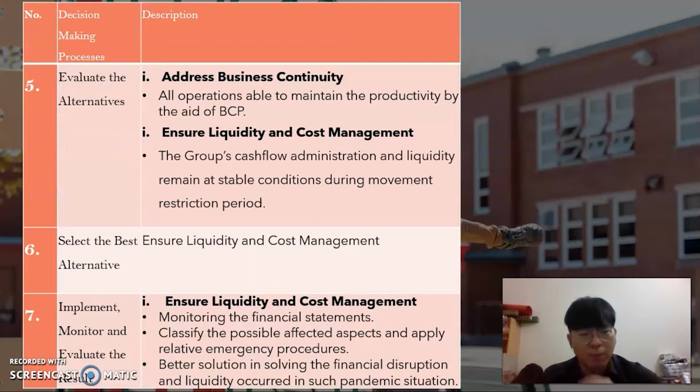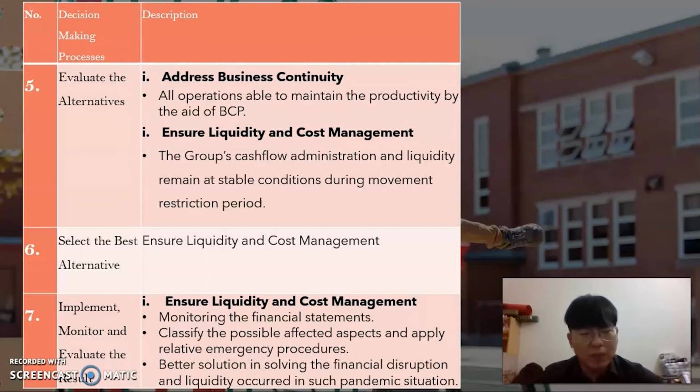The fifth one will be to evaluate the alternatives. So the first solution, all the operations are able to maintain the productivity by the aid of the BCP. The second solution is the group cash flow administration and the liquidity remain in a stable condition during the movement restriction period. So the sixth step will be to select the best alternative.